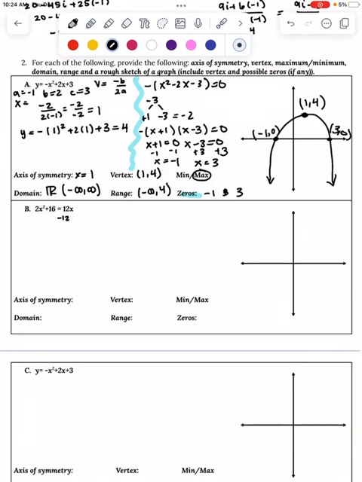Minus 12x. I'm gonna do quadratic formula on this one. All right, now I've got to find my vertex. A is 2, B is negative 12, C is 16. So x equals 12 over 2 times 2. So 12 over 4, 3, and then plug it in.